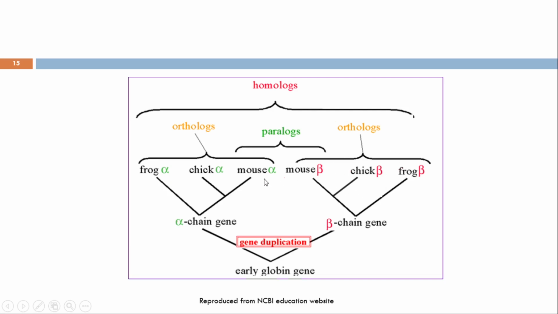But if you talk about the mouse alpha and mouse beta, right, they are two copies, alpha and beta, in the mouse. They are going to be called paralogs. So I think the concept of orthology and paralogy is very clear to you.